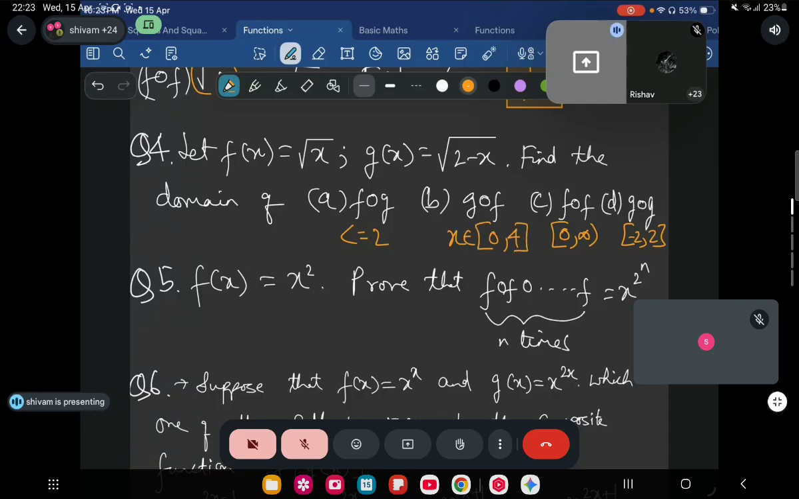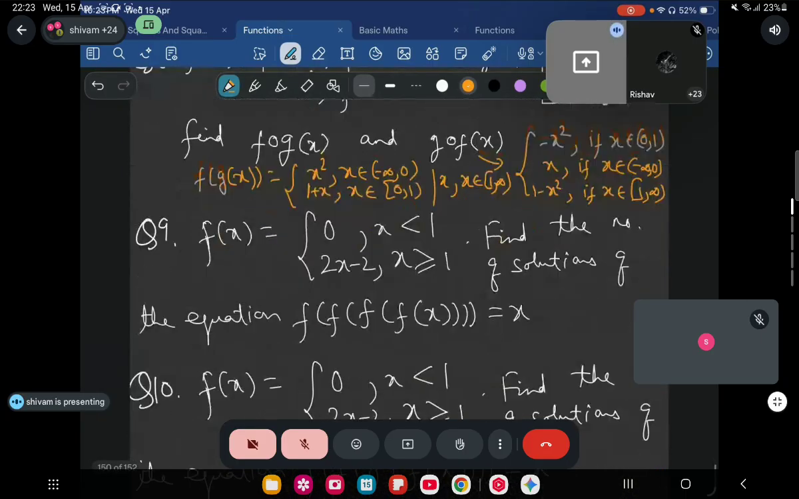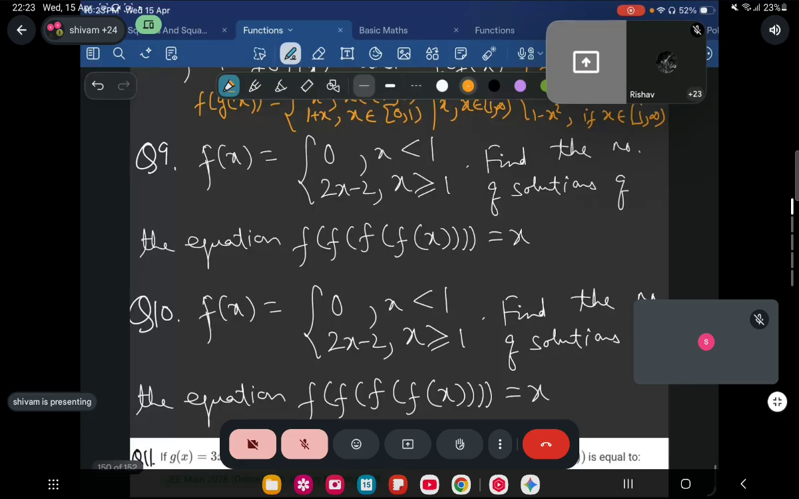Anyone having any doubt, you can ask me. Next, number 9. Over here, two solutions, 9 and 10. I gave the same question by mistake. It will be two solutions only for 9 and 10 both.